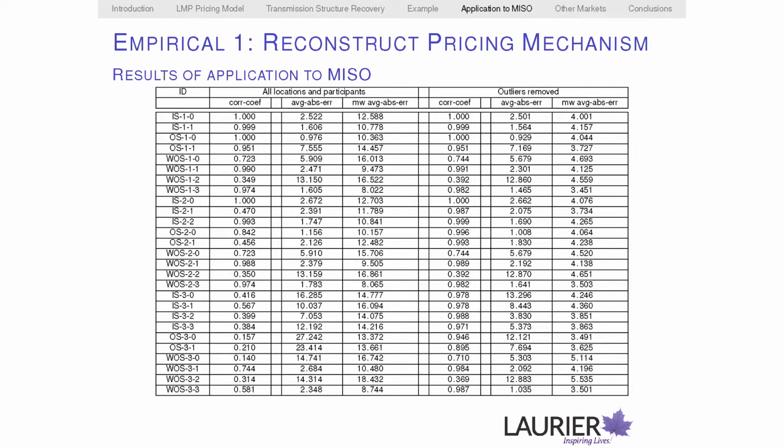Basically, we looked at a few measurements here. The correlation between the prices: if we've got high correlation, then we're doing a good job at predicting them. And we looked at the average absolute error, both for the prices and the megawatts of generation. We did this for both the full set and with the 3% of outliers with large absolute error removed.